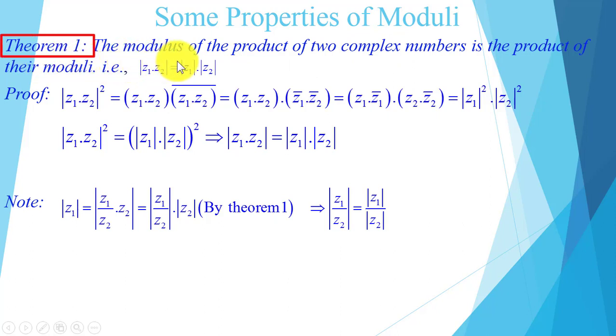The modulus of the product of two complex numbers is the product of their moduli, that is, modulus of z1 into z2 is equal to modulus z1 into modulus z2.